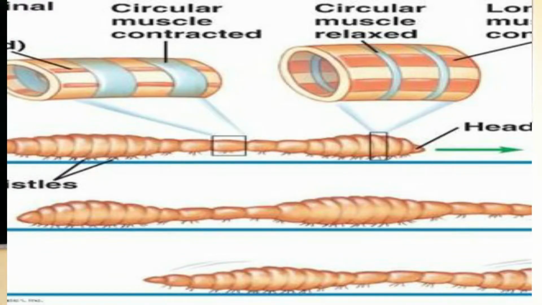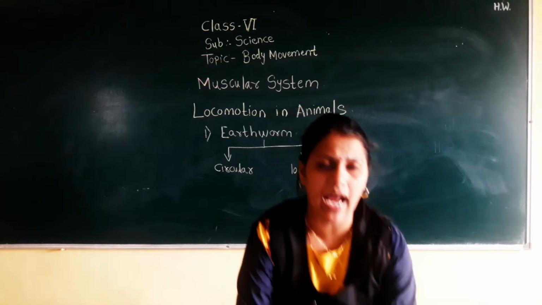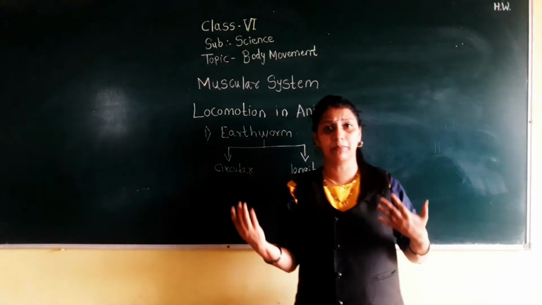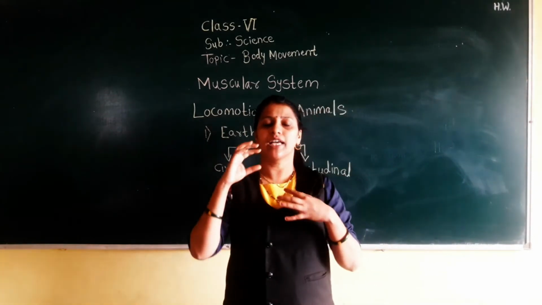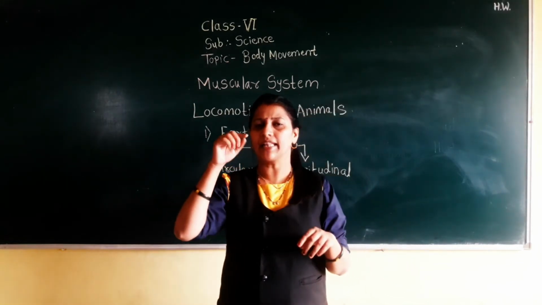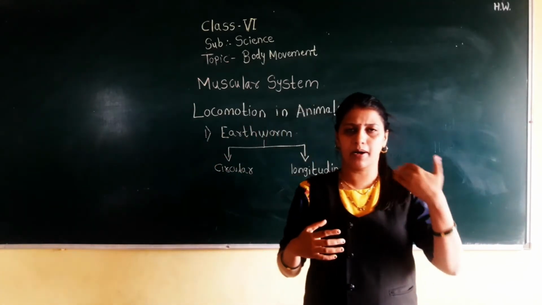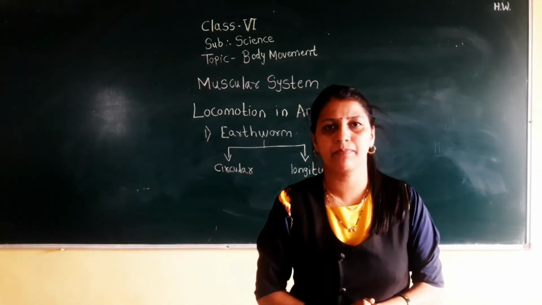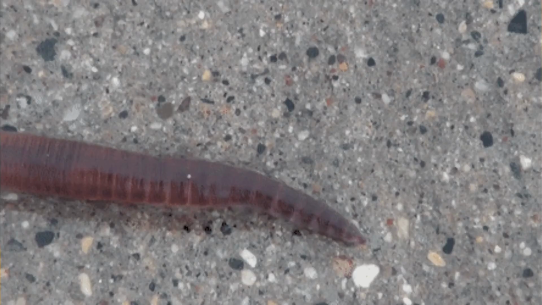Now you can see the earthworm. When the circular muscles contract, the segment becomes long and thin, and when the longitudinal muscles contract, the segment becomes short and thick. You might have seen in the image that when the circular system contracts, it becomes long and thin, while the longitudinal system makes it short and thick, a little bit broad.